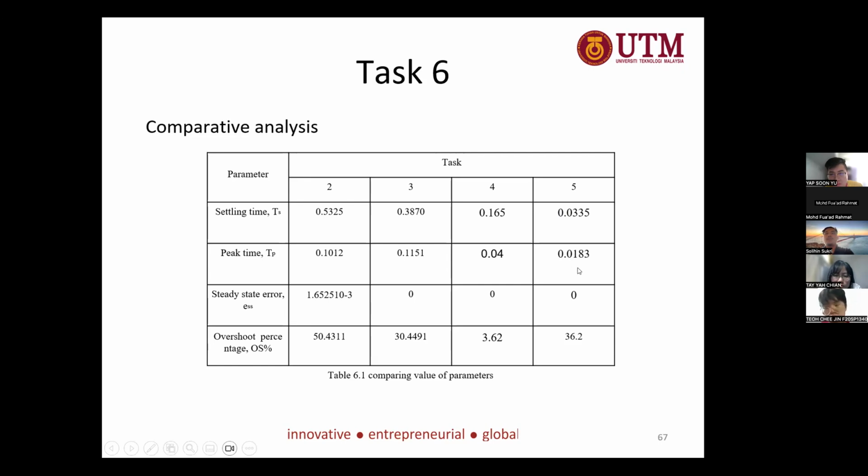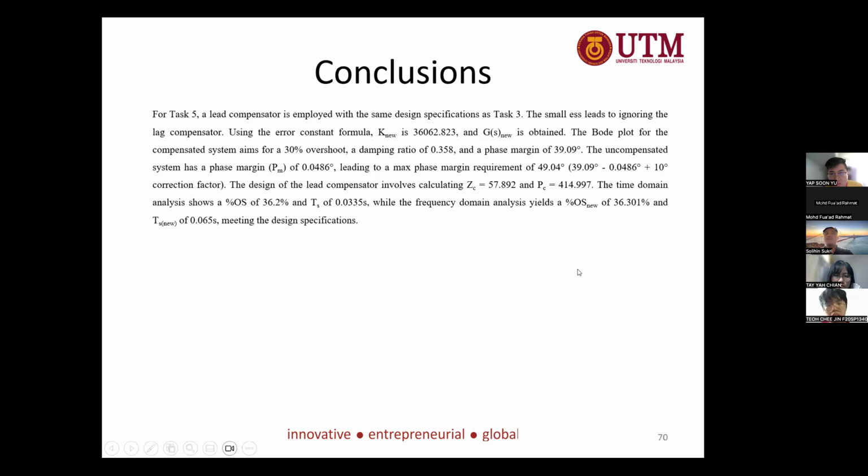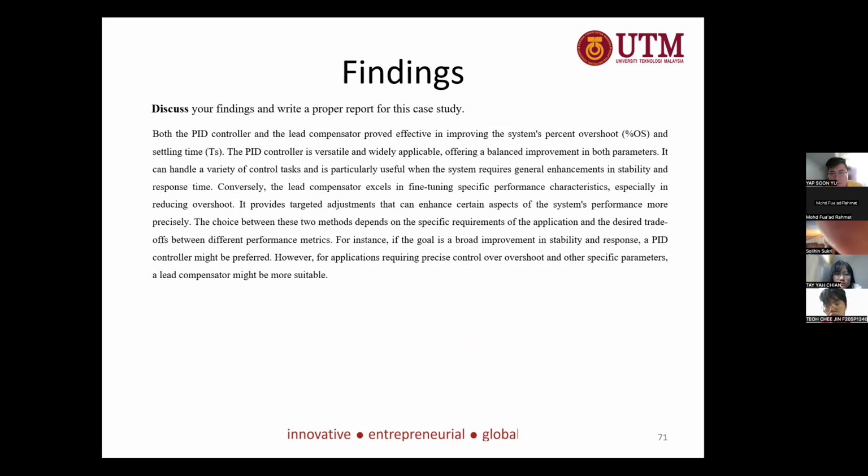So we can move on to the findings. Both the PID controller and lead compensator are effective in improving the system percent overshoot and settling time. The PID controller is versatile and widely applicable, providing balanced improvement in stability. On the other hand, the lead compensator excels in fine-tuning specific performance characteristics. It offers targeted adjustment for precise performance enhancements. So to conclude, the PID controller is preferred for broad stability and response improvement, while the lead compensator is more suitable for precise control over some specific parameters.